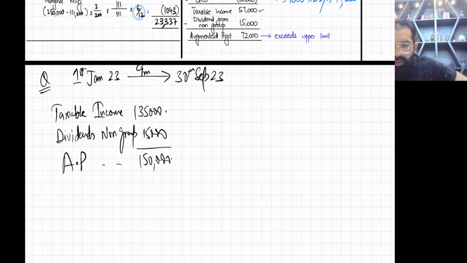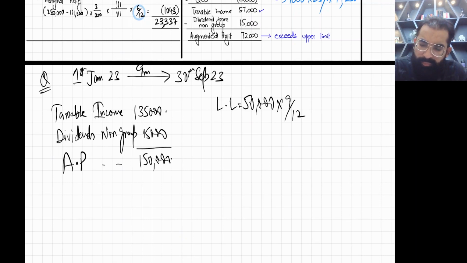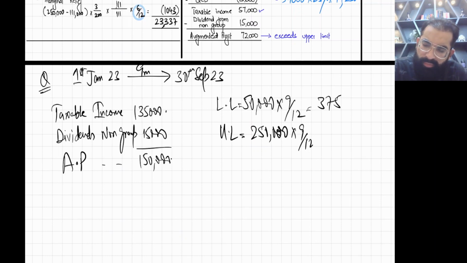Now let's start. First of all, there are no 51% group of companies. We all know the limits are apportioned because of two reasons. Number one, the accounting period is less than 12 months. This time it's 9 months, and this time no group of companies, so only because of the accounting period. Lower limit is 50 times 9 upon 12, upper limit is 250 times 9 upon 12. So this will be 37,500 and this will be 187,500.